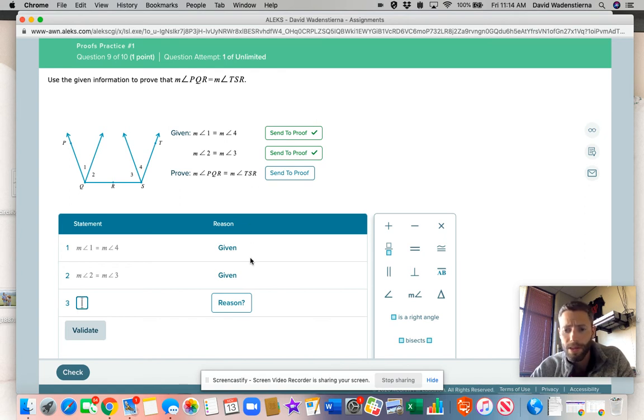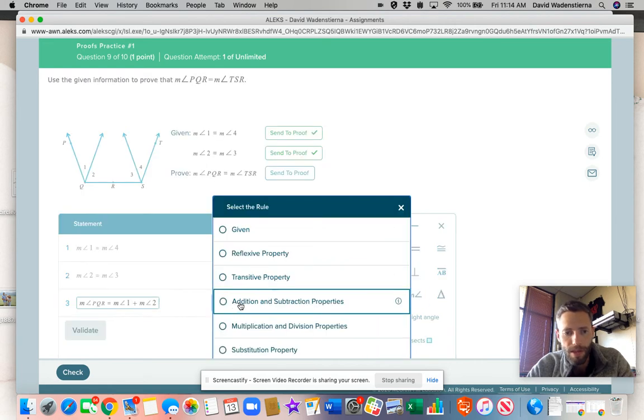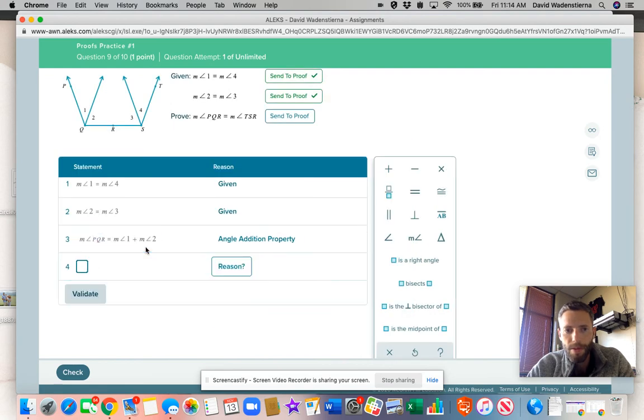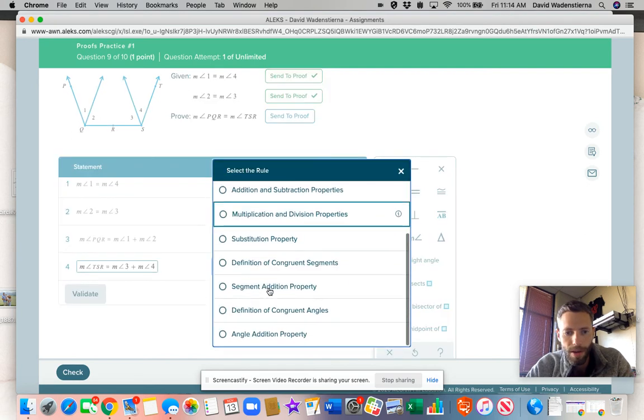Let's go ahead and use the angle addition postulate to define these measures of these angles. Measure of PQR, what does that equal? Measure of PQR is the measure of 1 plus the measure of 2, right? The reason is angle addition. I'm going to do the same thing for the measure of TSR. Measure of TSR equals measure of 3 plus measure of 4, angle addition.